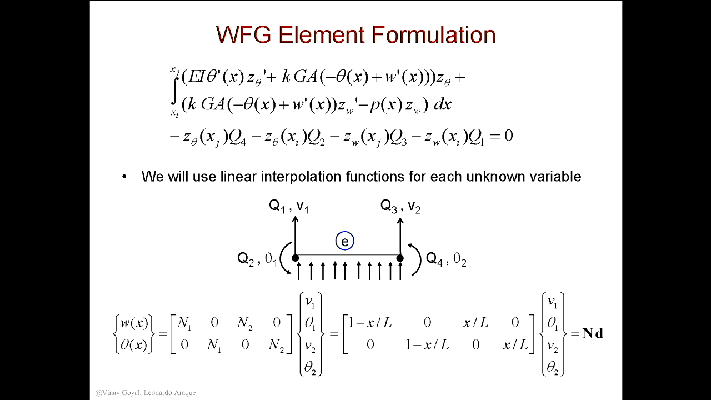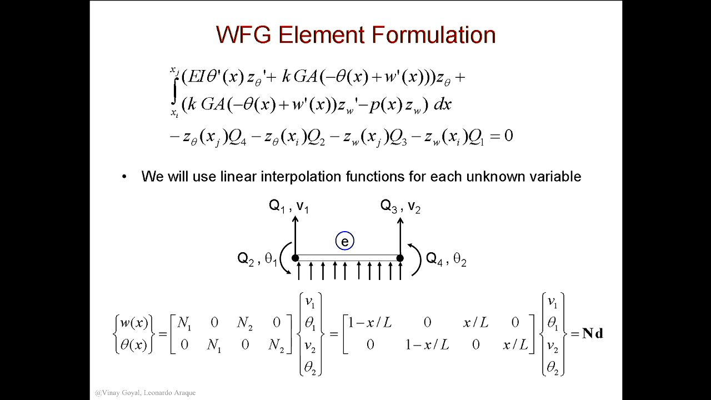Now, what is my next step? There are no other approximation functions. By the way, that's a weak form. We haven't done anything special yet. What do I need to do now? Thank you very much. I take the approximation function for W and theta and plug it into my weak form.